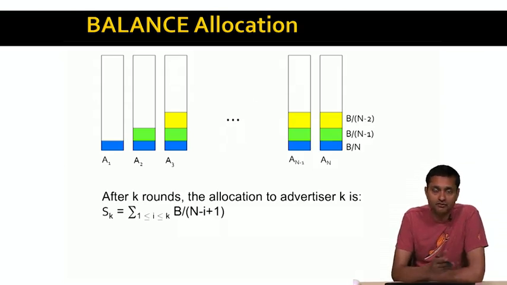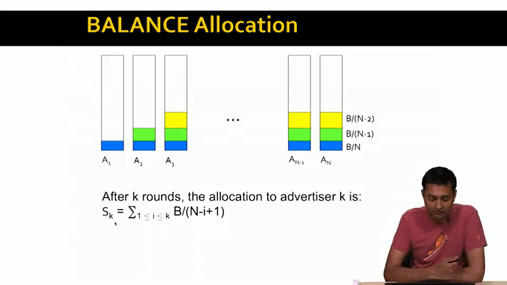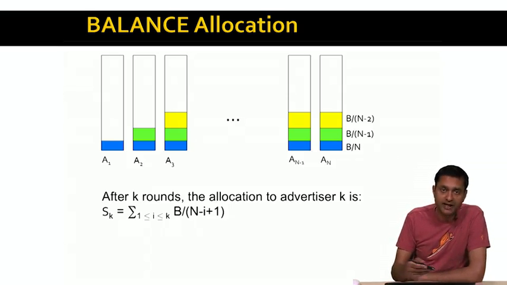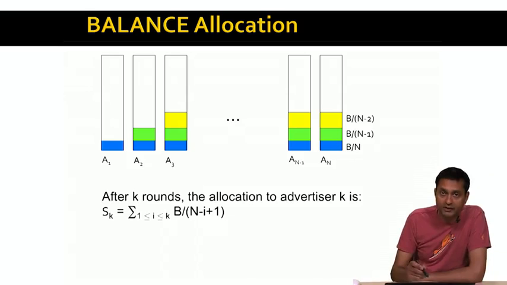Now this process can continue for a while, but after a few rounds, what's going to happen is that this sum, this allocation, is going to exhaust the budget of the kth advertiser. At some point, Sk is going to exceed B, which is the total budget that's available to the kth advertiser. And at that point, we have exhausted the budget of not just the kth advertiser, but also all the advertisers k plus 1, k plus 2, and so on through n, because all the advertisers k plus 1 through n have the same allocations.